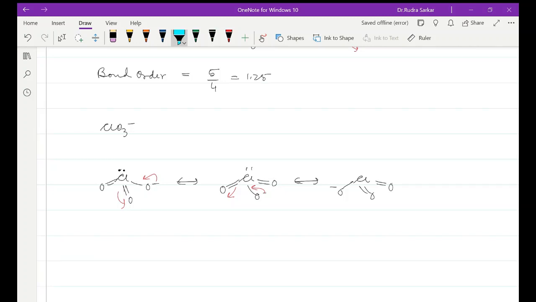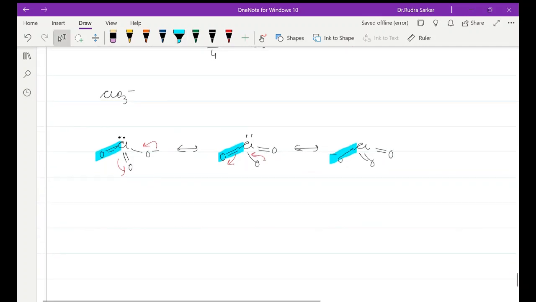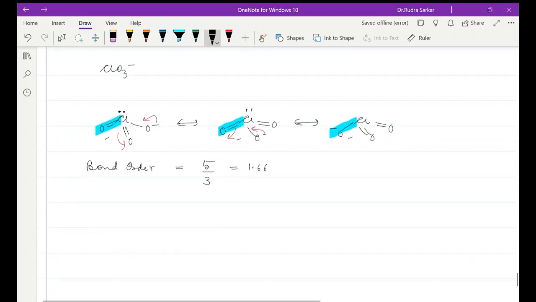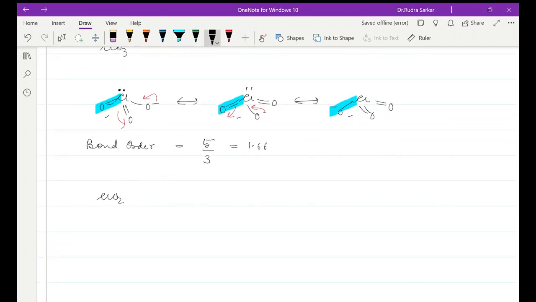So if we now want to find the bond order, we will choose one such bond like that. So again, for bond order calculation, we will say from here 2, 2, and here 1, so it is 5. Number of resonating structures is 3. So if you divide 5 by 3, we get 1.66, and that should be our bond order for chlorate. What about ClO2 minus?